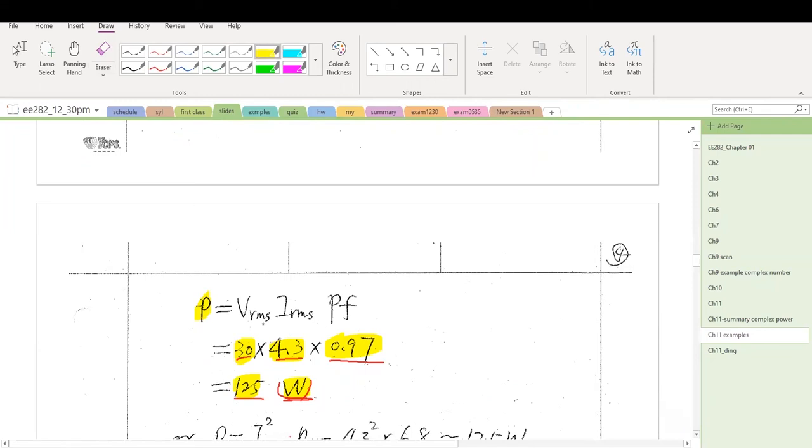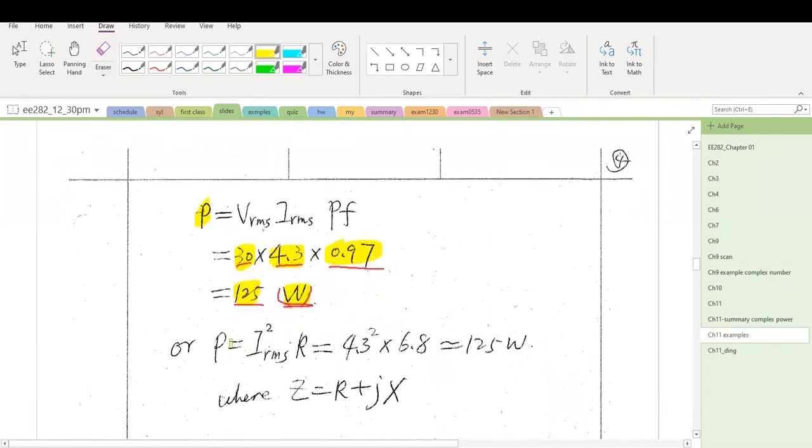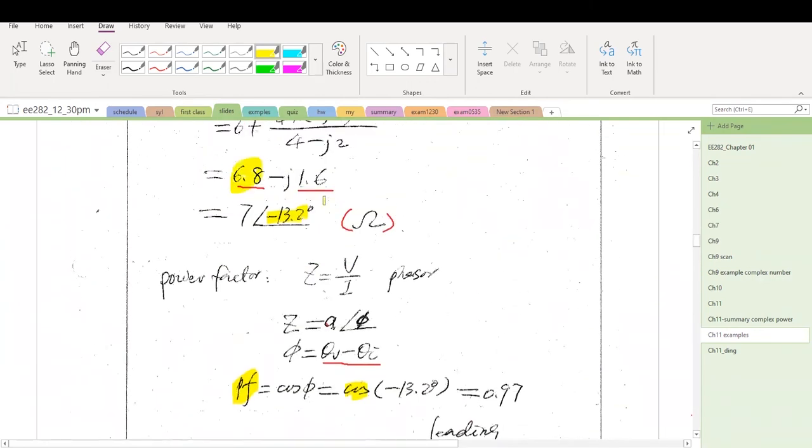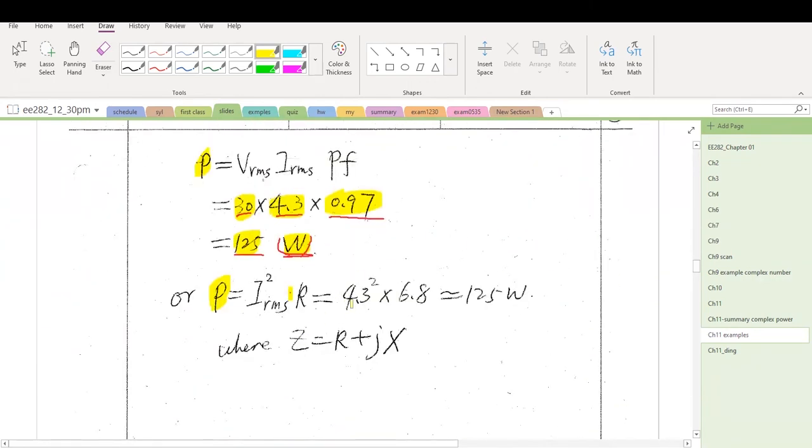Or we can use the average power equals I_RMS squared multiplied by R, where R is the real part of the impedance. We already obtained the impedance, 6.8, and we have the same thing here.